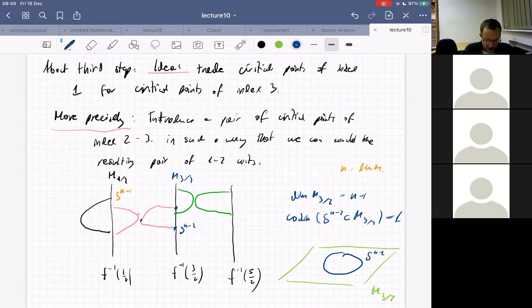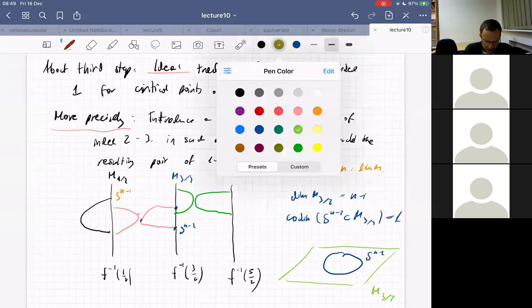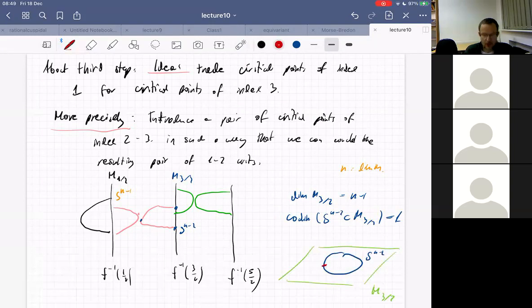So this is codimension 1. I choose any point on the sphere, and I choose an arc. This arc is just a piece of an arc crossing S^{n-1} transversely. So this is like the beginning of our stable manifold, essentially the beginning of the stable manifold of the index 2 critical point we are about to introduce.